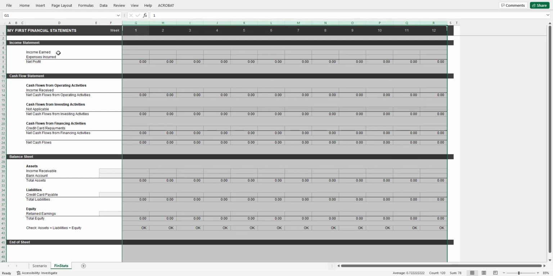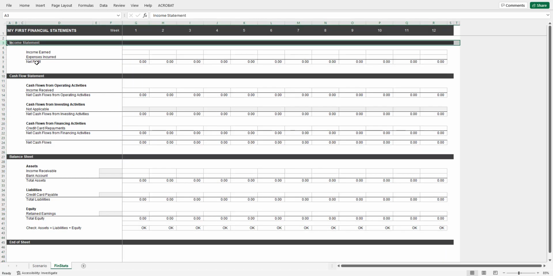Now, in terms of the components of our statement, for our income statement, very simple here. We've just got income earned and expenses incurred. Just a 2-line item income statement, and they come together to give us our net profit. Again, for an actual business, there'd be many more line items, but the idea is the same. Income being earned, expenses being incurred. What's the difference? That's our net profit.